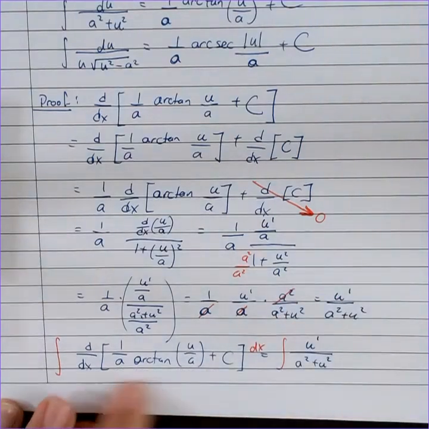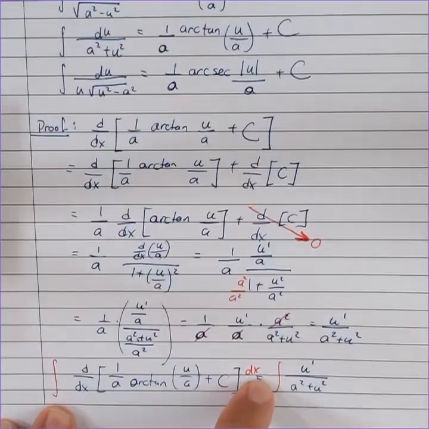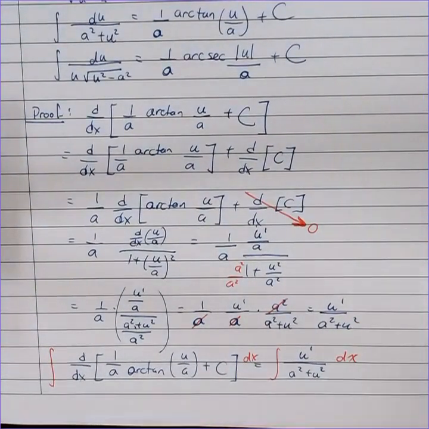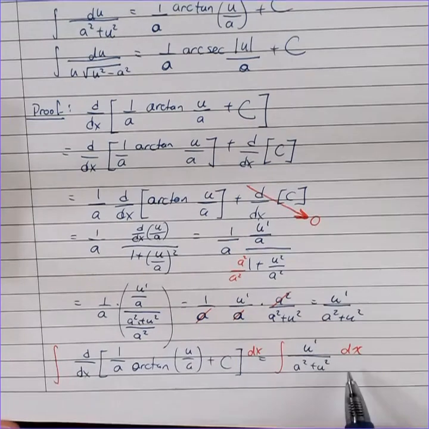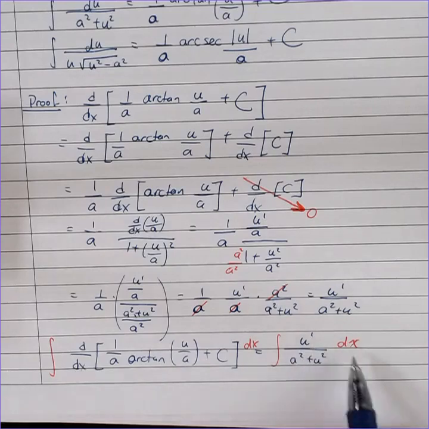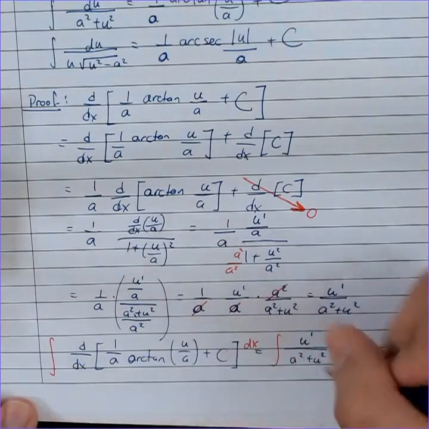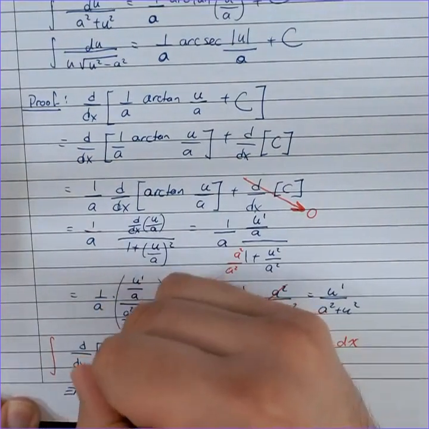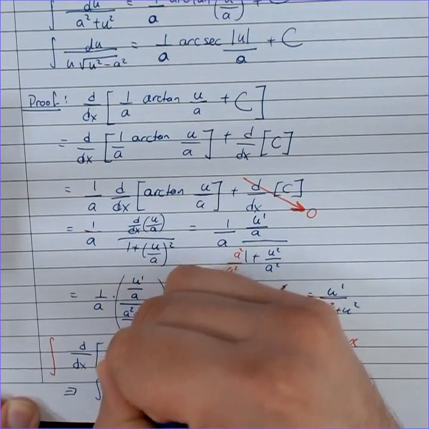Now let me go ahead and take the integral of both sides with respect to x. Here it's acceptable to take an integral with respect to x because after all, u is a function of x. Okay, so, well, that's u prime dx. If you think back to Cal 1, what is that? U prime dx. The derivative of a function times the differential of the variable of that function. Anyone remember that? That's a differential. That's du. So here we can write this as the integral of du over a squared plus u squared.